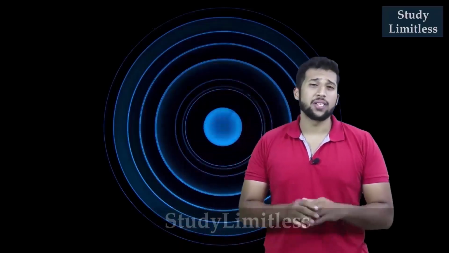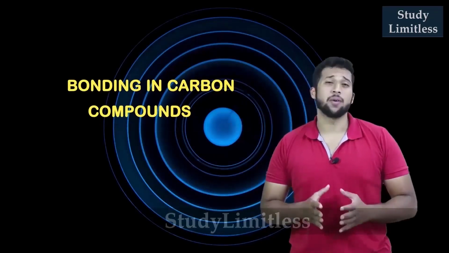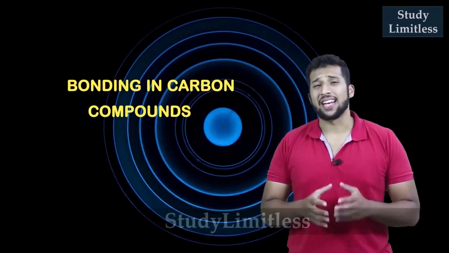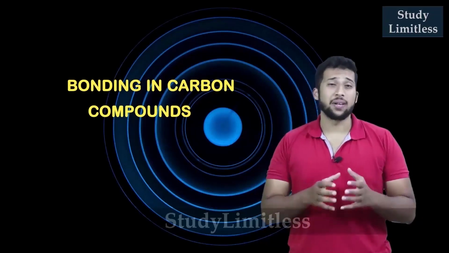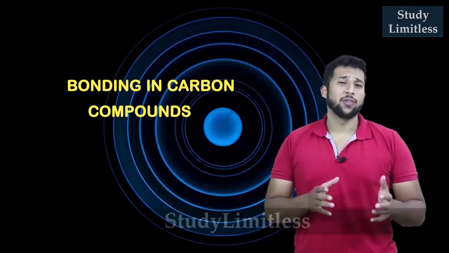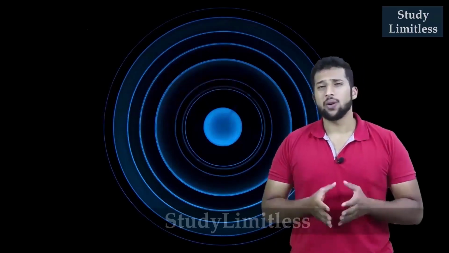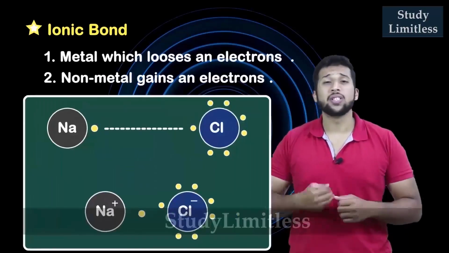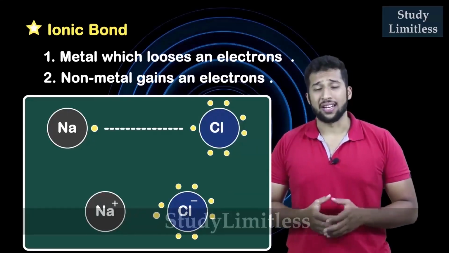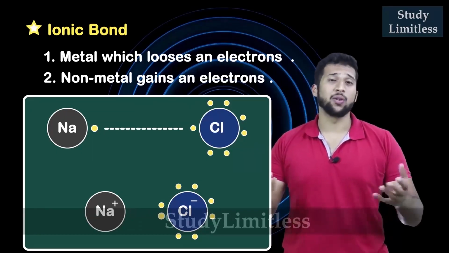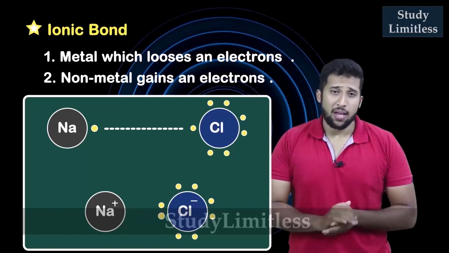Now that we know the characteristics of carbon and the importance of carbon-containing compounds, let's move on and understand how the bonds between carbon and other elements or atoms are formed. Now, over the last few chapters, you have learned about something called ionic bonds. In an ionic bond, you have a metal which loses an electron, and you have a non-metal which gains an electron, and then the bond is formed.